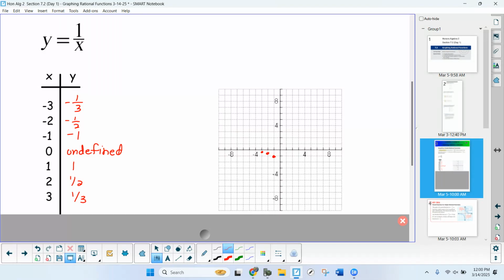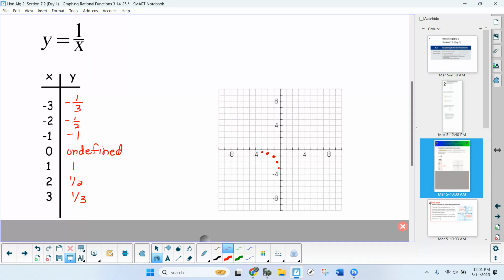And what about going this way? What if I put -1/2 in? Well, what is 1 over -1/2? -2. All right. What is 1 over -1/3? -3. So, and so on. So is it ever going to go... Can it be 0? We just said at 0, it's what? Undefined. So this branch looks like this.